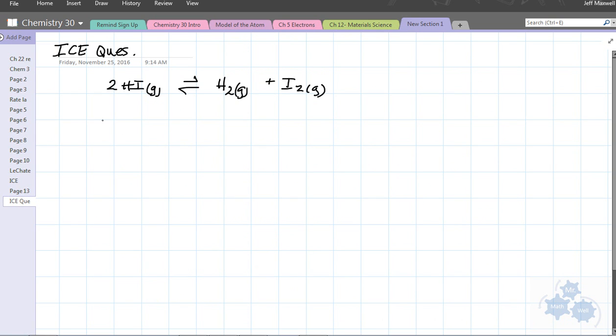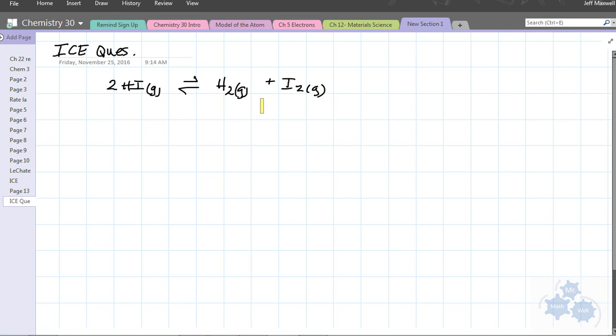Okay, so here's a sample problem that we're doing. It's on your assignment. Here's the equation. Make sure you know, or you take a quick note as to which ones are in the gaseous state, because those are the ones that are going to go in the I.C.E. chart. If anything is liquid or solid, it doesn't go in there. It's just the gas that we're dealing with here.